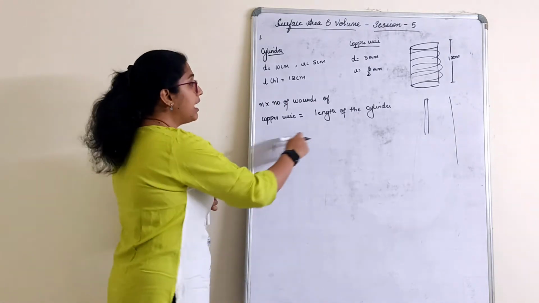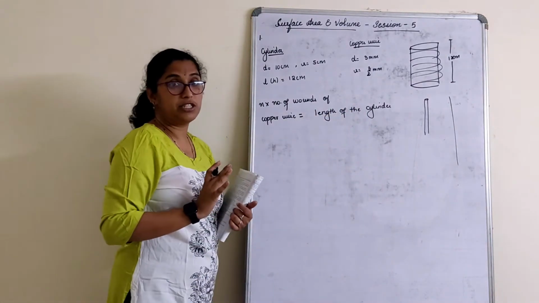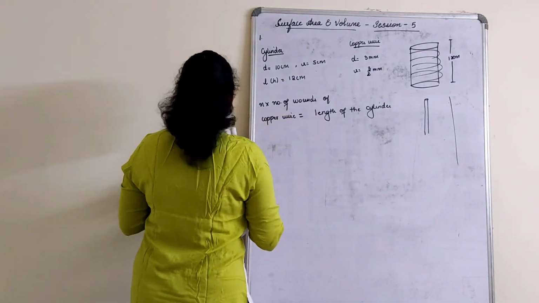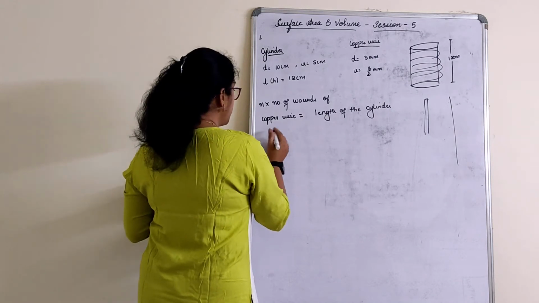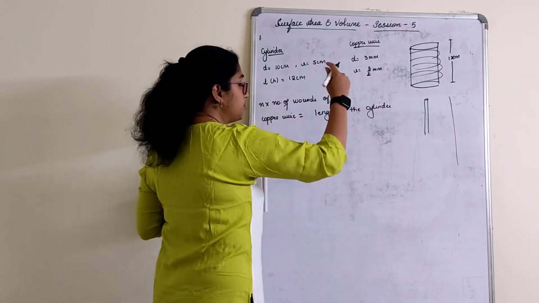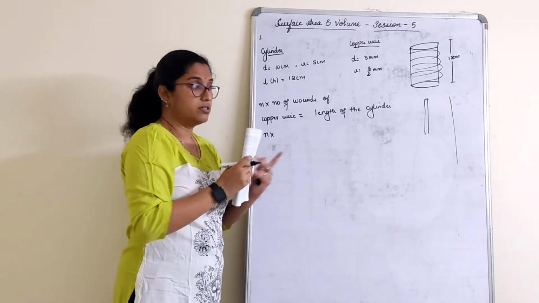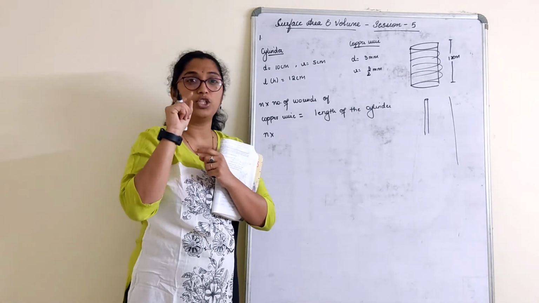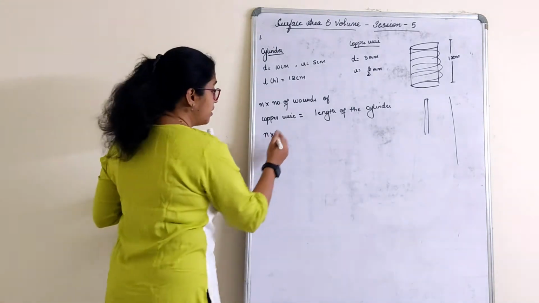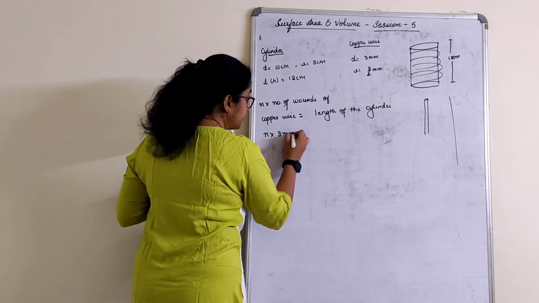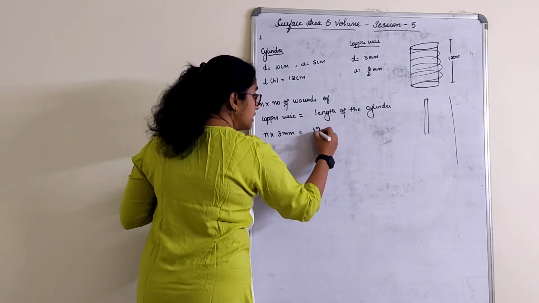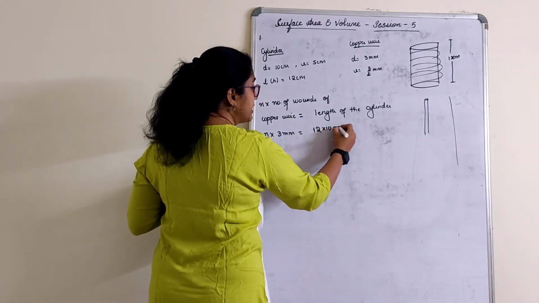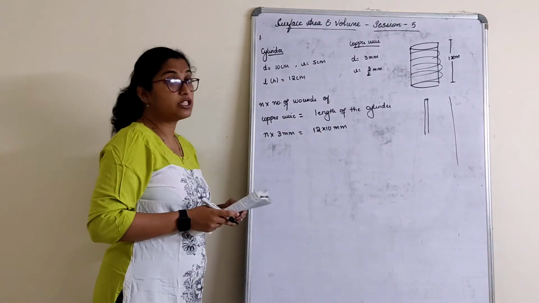Now what do I know? I know the length of the cylinder, which is 12 centimeter. Now N is the number of wounds of the copper wire. When I cover one round, that one round has a diameter of how much? It has a 3 mm diameter. Okay, so N into 3 mm is equal to 12 centimeter, right? So 12 centimeter in terms of millimeter, how do you write? Into 10. I made this also in terms of millimeter.